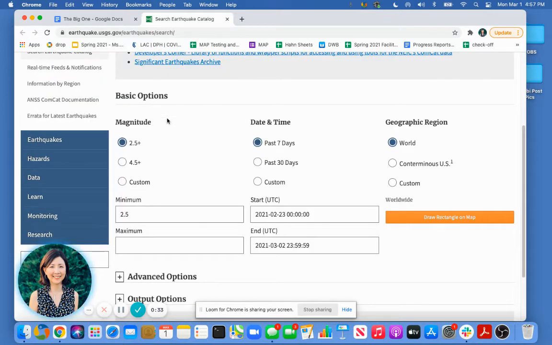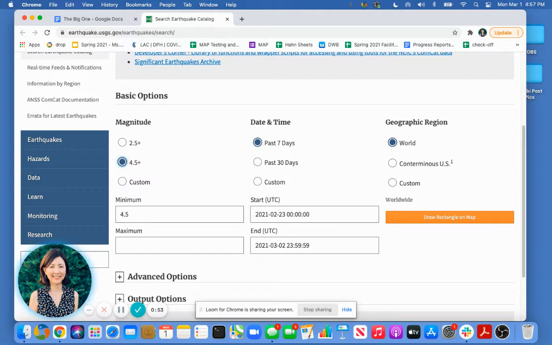So we're going to go ahead and choose some search criteria. I don't want really small magnitudes. I might say 4.5 and above. I might say rather than the past 7 days.